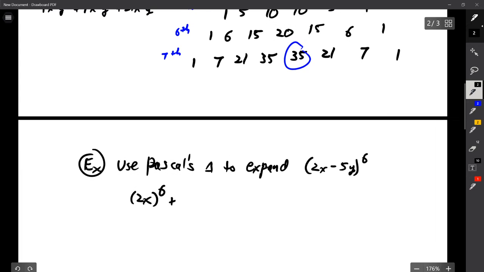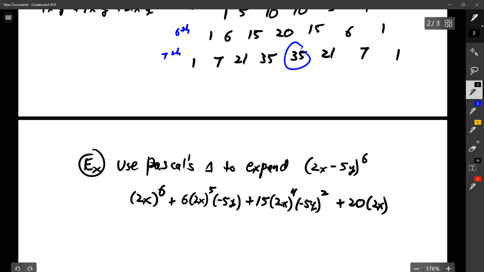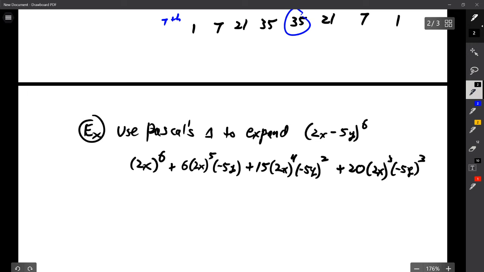So then we have that, and then plus 6 times 2x, drop the power down 1, and add a negative 5y to the first. And then plus, now we have a 15. 15 times 2x to the 4th, times a negative 5y squared, plus, and I have a 20 now, 20 times 2x cubed times negative 5y cubed. And I'm going to stop there. But I am going to go ahead and multiply these out.